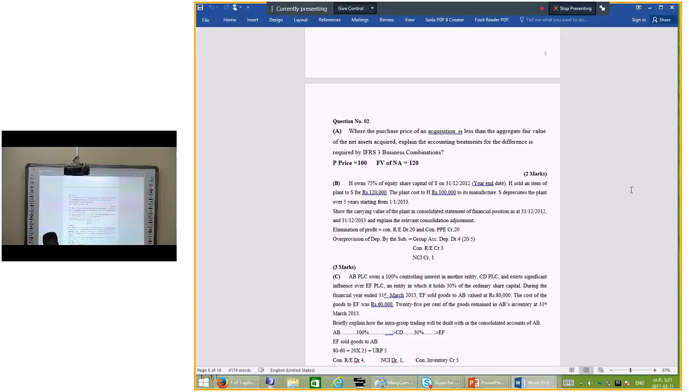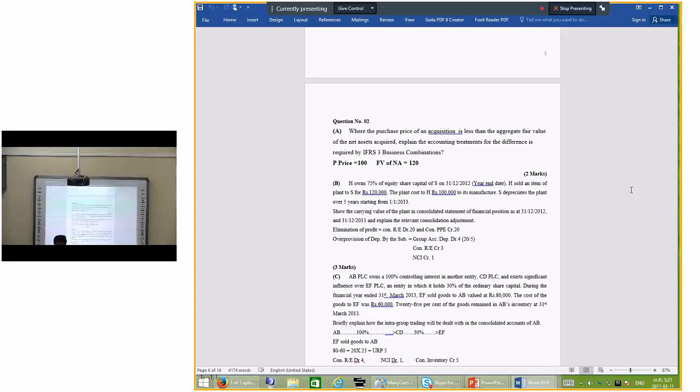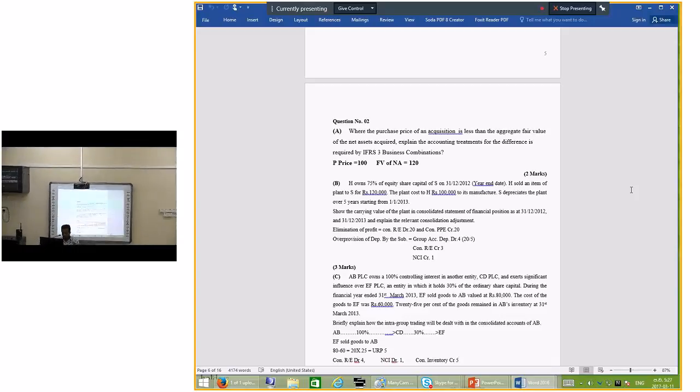Yeah, understood the answer? What does it say? H sold an item of plant to S for 120,000. The plant cost to H was 100,000. It's very clear now. What is that? A 20,000 profit to the manufacturer.